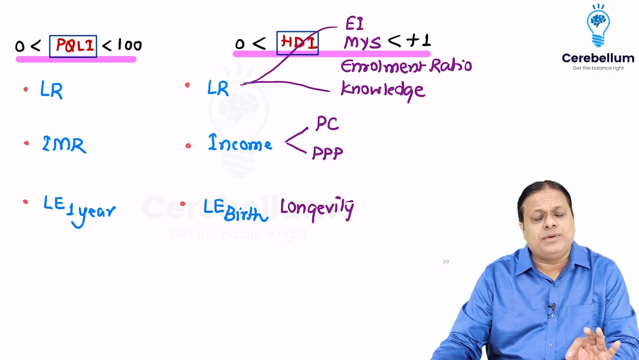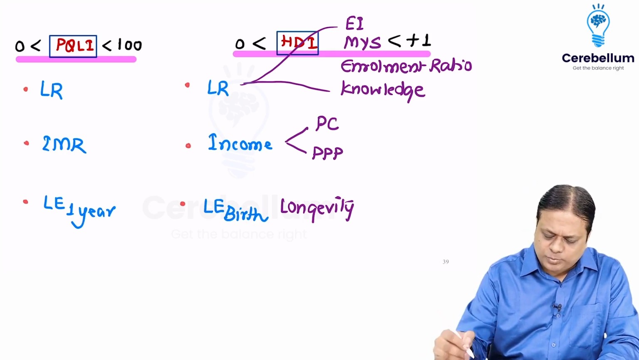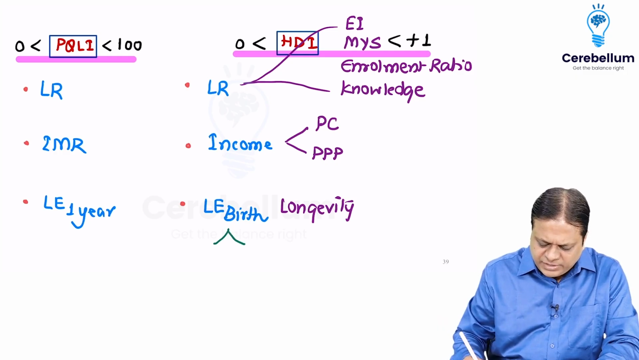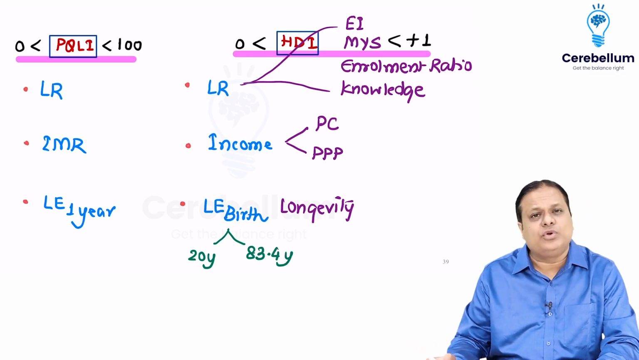For Human Development Index calculation, please remember, we take minimum and maximum goalpost values of life expectancy. Minimum we take is 20 years and maximum we take is 83.4 years.